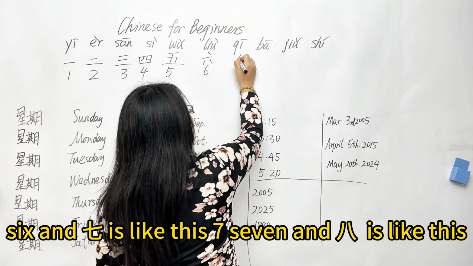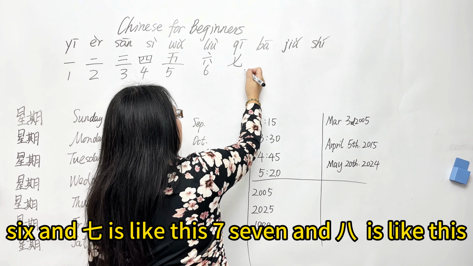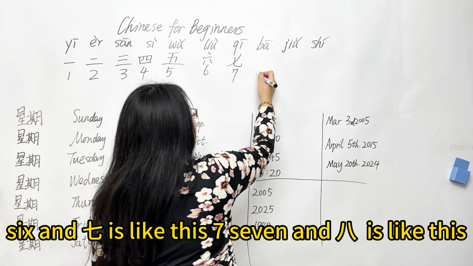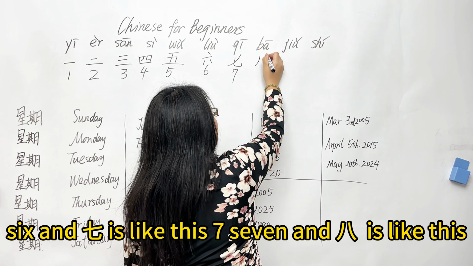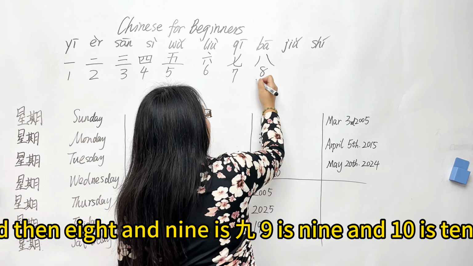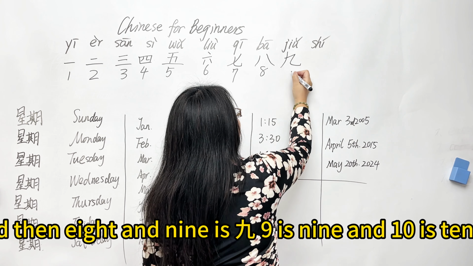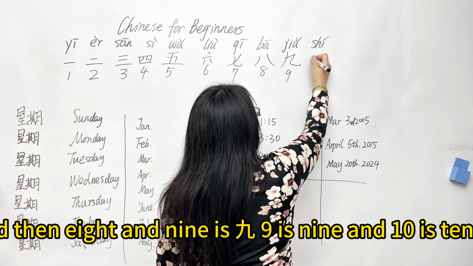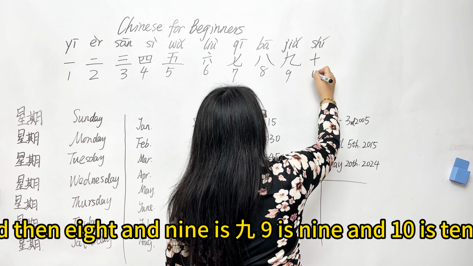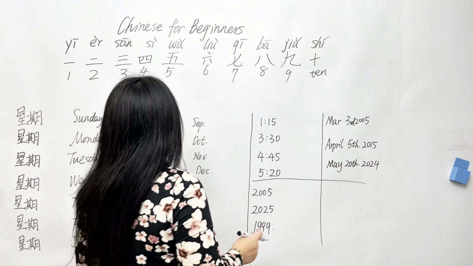And 7 is like this, 7. And 8 is like this, and then 8. And 9 is 9. And 10 is 10.